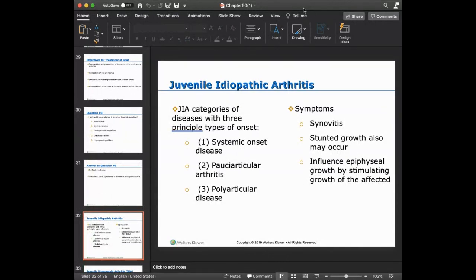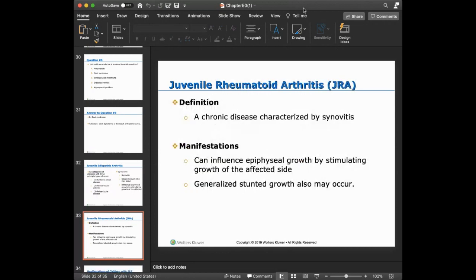Juvenile arthritis is arthritis that develops in childhood. It happens typically as a systemic onset, and it can affect multiple joints. One of the primary symptoms is joint pain and swelling. These patients may be smaller because their growth plates may be affected, which can cause them to not grow as quickly as some of their counterparts without arthritis.